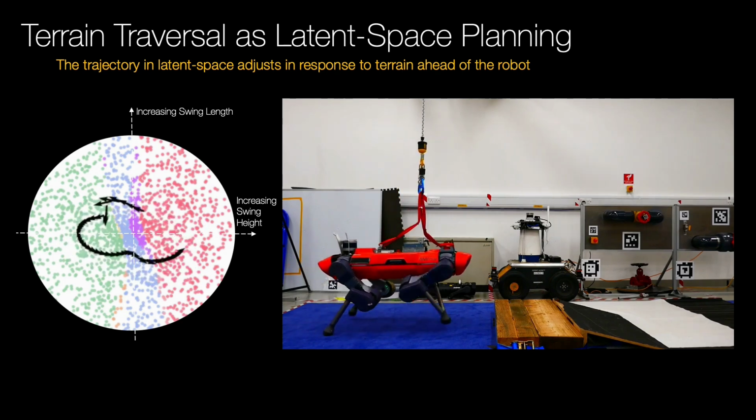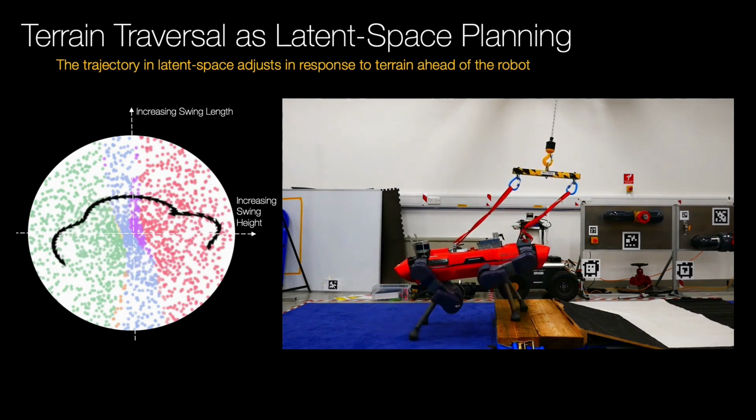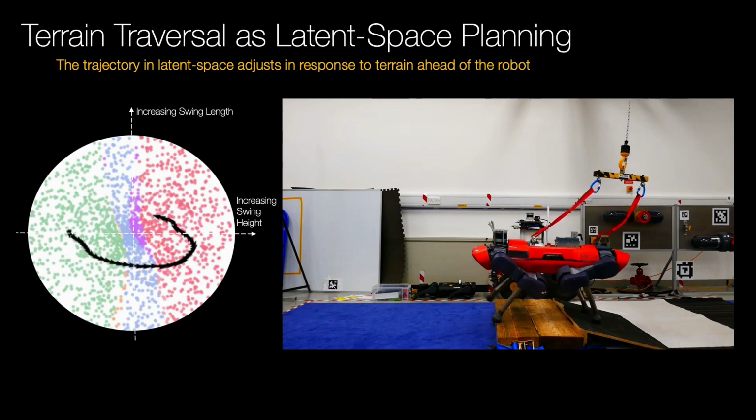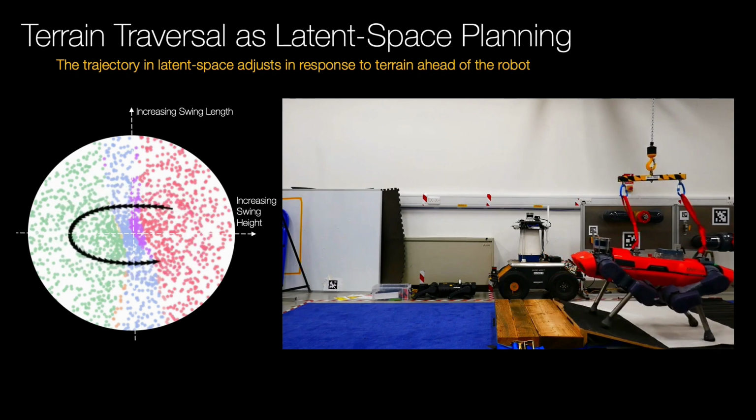We now show perceptive locomotion using our learnt latent space. The planner in the space creates the black trajectory you can see on the left. This responds to the terrain and adjusts the robot's gait characteristics. This helps the robot traverse the terrain.